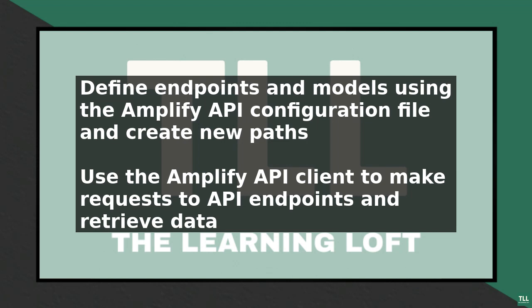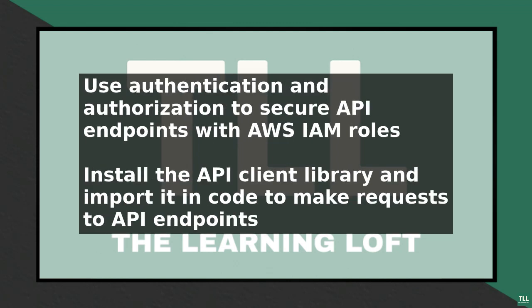Best practices for using AWS Amplify REST API include using authentication and authorization to secure your API endpoints. You can use AWS IAM roles and permissions to control access to your API. Additionally, use API keys and secret keys to authenticate requests to your API.